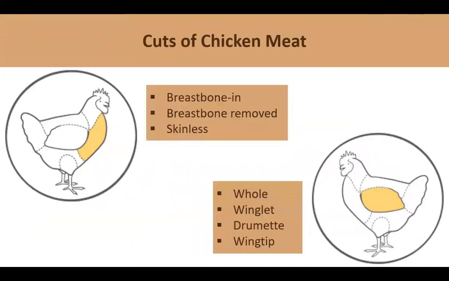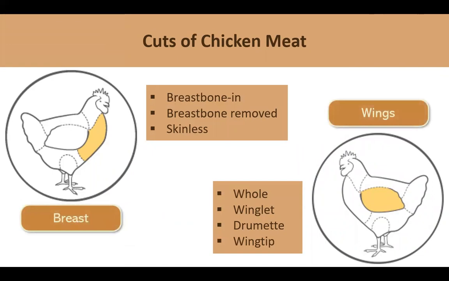Now let's talk about the cuts of chicken meat. In terms of poultry meat, we have what we call dark meat and white meat. White or light meat comes from the breast and wings. The breast and wings are generally separated, but a chicken breast with the drummet portion of the wing still attached is called a supreme. Again, a supreme is a chicken breast with drummet portion of the wing still attached.